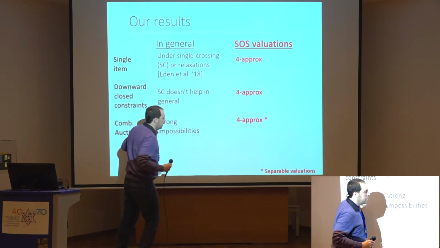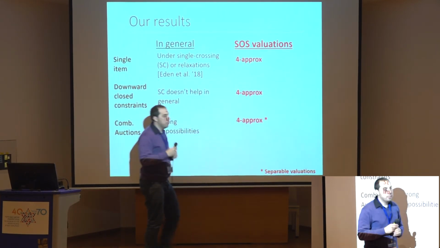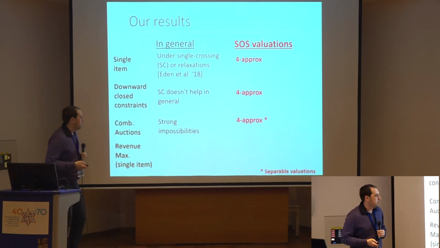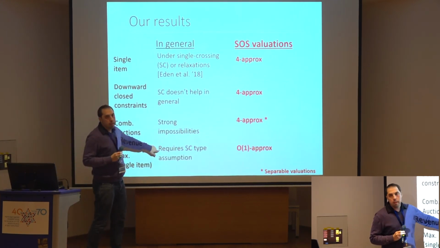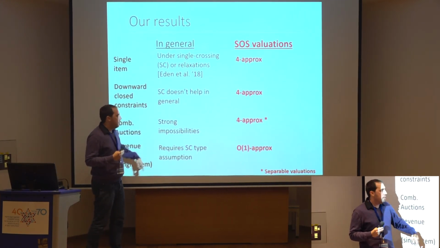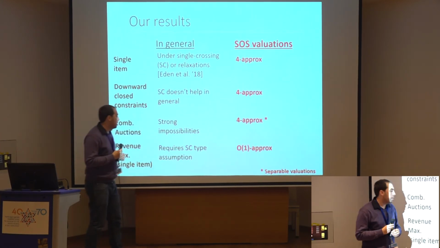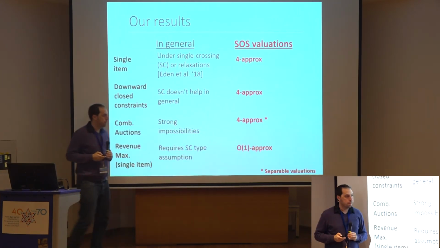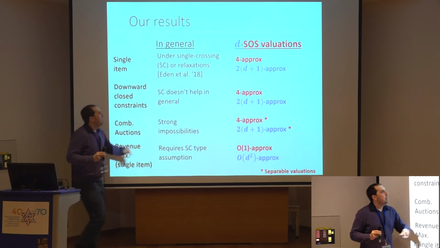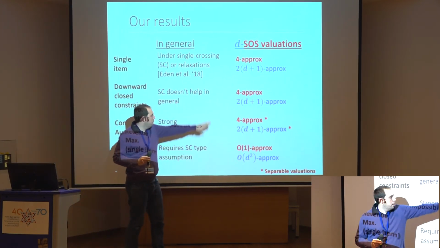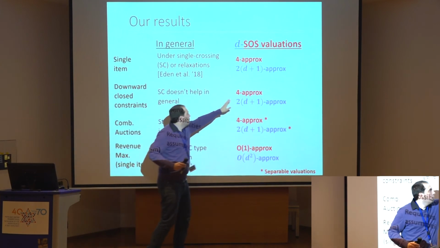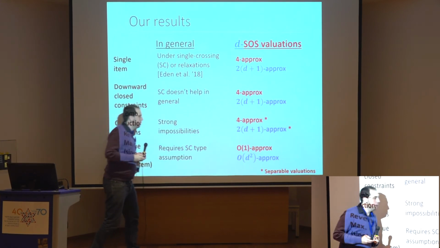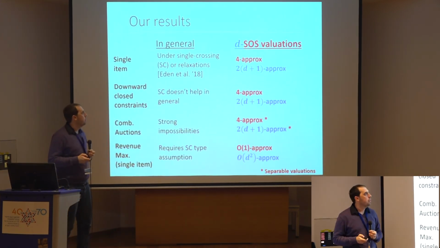For combinatorial auctions, we need some additional assumptions, separability assumptions. And for revenue maximization for a single item, usually all works before us use some single crossing type assumption. And we only, with submodularity, already get a constant approximation to revenue. And if we have this relaxed notion of submodularity, with some factor D, usually the approximation is linear in D, and here we get a D-squared approximation. Okay, so these are the results.